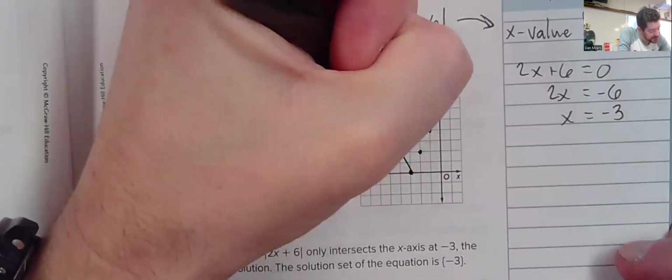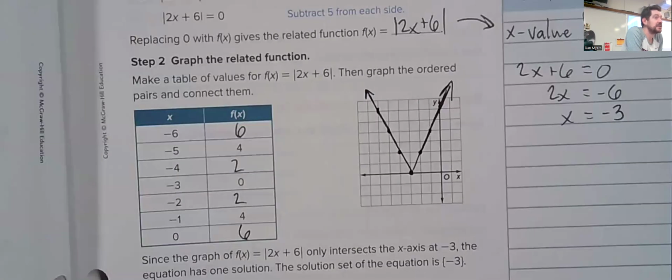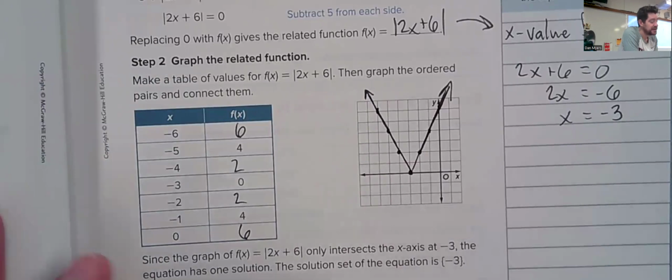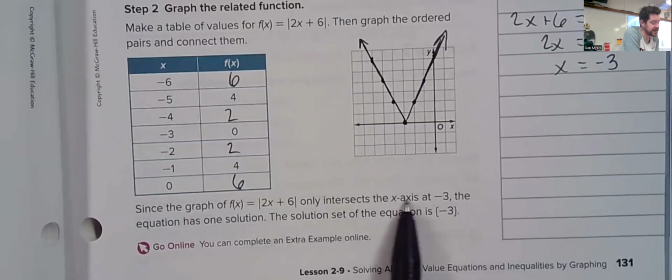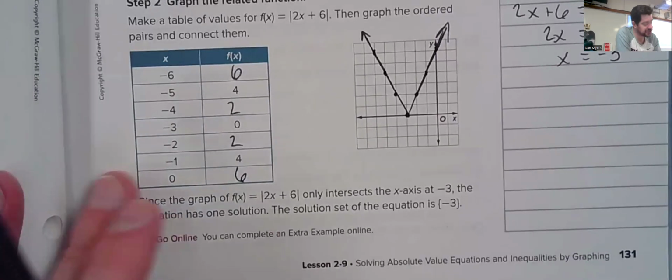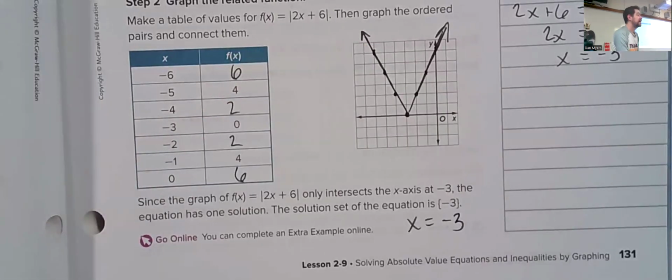So in how many places does this graph come into contact with the x-axis? Just one. Yeah. So there's only one answer to this because the vertex is on the x-axis. So it says since the graph only intersects the x-axis at -3, the equation has one solution. The solution set is -3. Now, if you wanted to, you could just say x equals -3. I'm cool with that. That's fine. And if there's 2 answers, you can say x equals -3, comma, whatever the other number is.